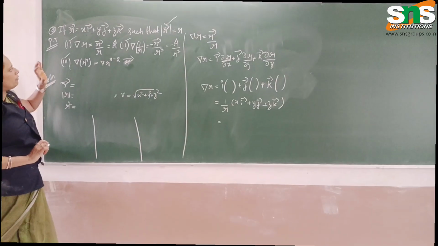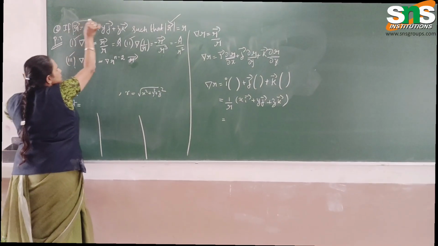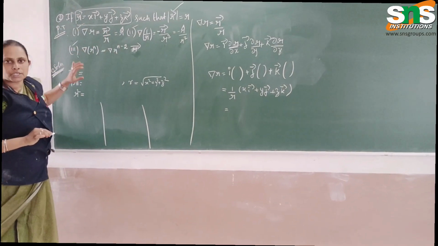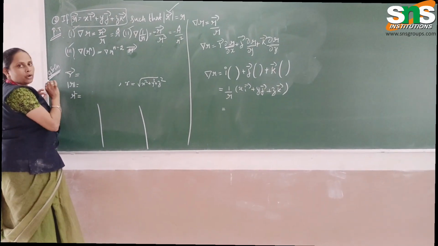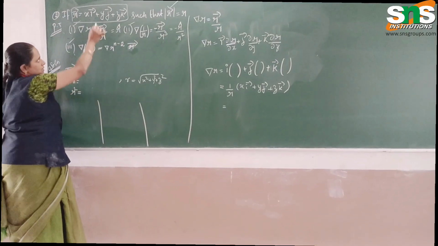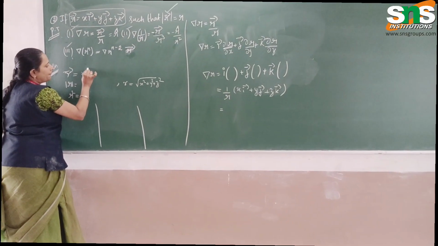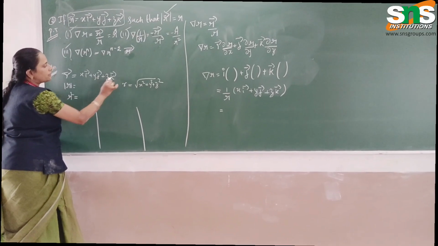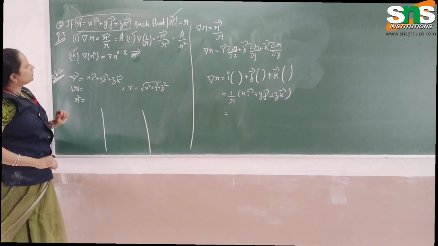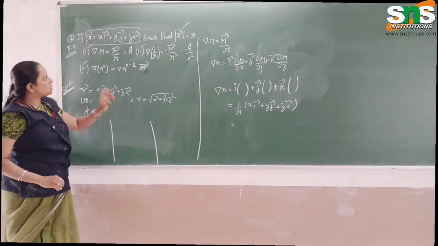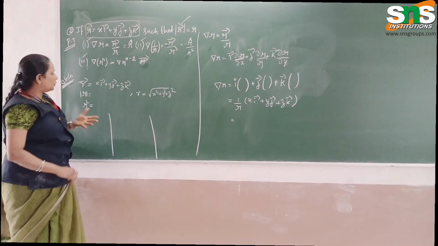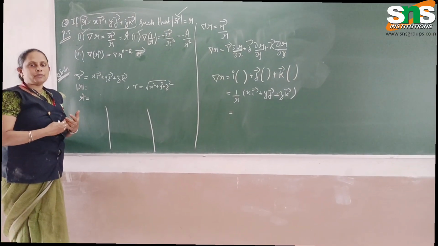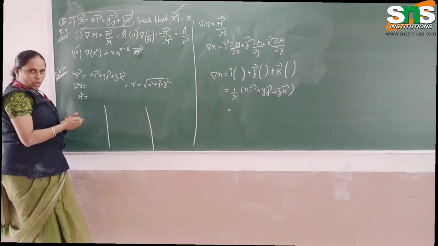Using this R vector, we have to find the first subdivision, second subdivision and third subdivision. So what is R vector? R vector is xi vector plus yj vector plus zk vector. This is our given part. Then we have to find the modulus of R vector. How can we find the modulus of R vector?